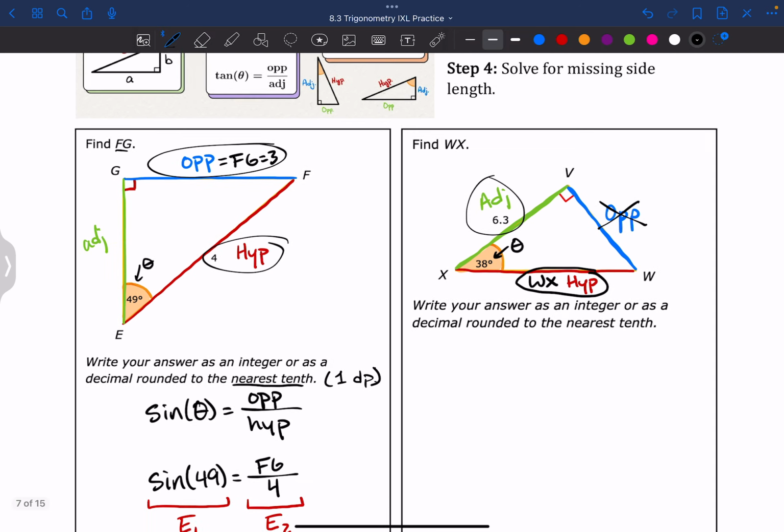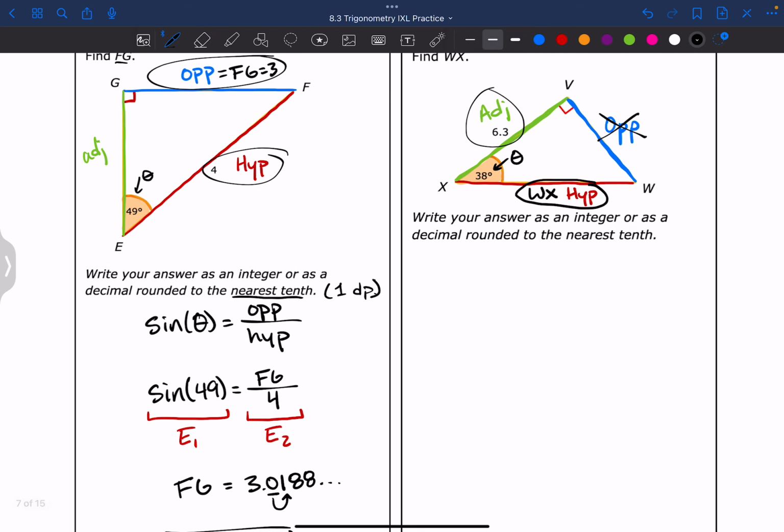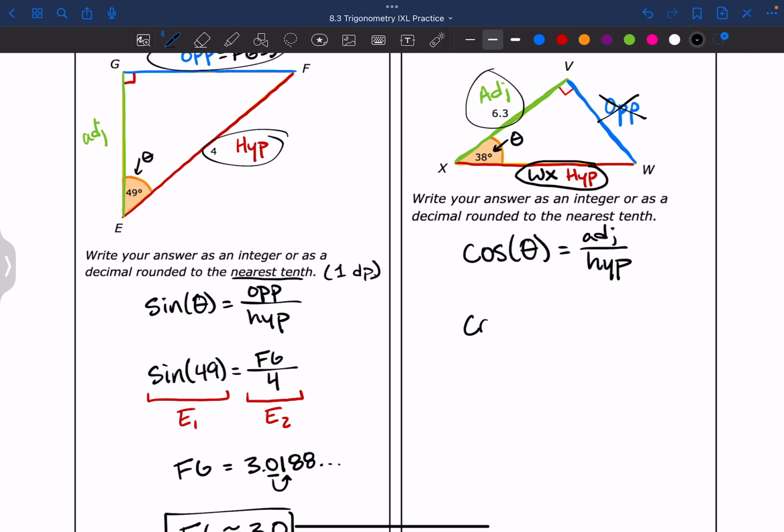Perfect. So, looking at my trig ratio, cosine of theta is equal to the adjacent over the hypotenuse. I just need to fill in my information. My angle for theta is 38 degrees. It is equal to my adjacent, which is 6.3. My hypotenuse is what I'm looking for. So that's WX. So there we go. I've constructed my trig ratio. So now I just need to solve for, or sorry, not VX, WX.